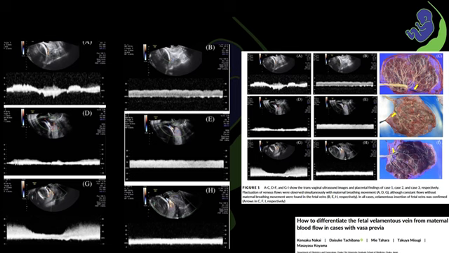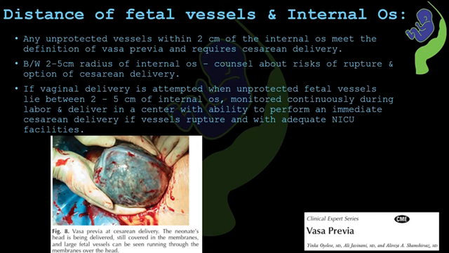Now let's look at why the distance between fetal blood vessels and the internal os is so important. Any unprotected vessel that lies within 2 cm of the internal os meets the definition of vasa previa and requires cesarean delivery. Cesarean section is preferred in such cases because the risk of vessel rupture during labor is extremely high. Even during cesarean delivery, it is crucial to carefully visualize the membrane before making the uterine incision to avoid accidentally cutting through the exposed fetal vessels.